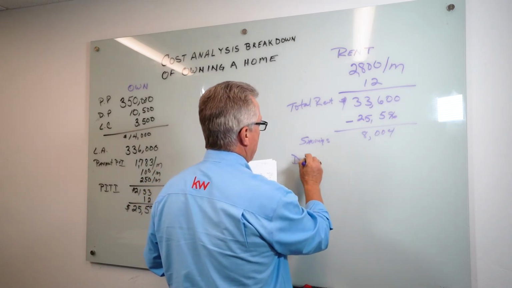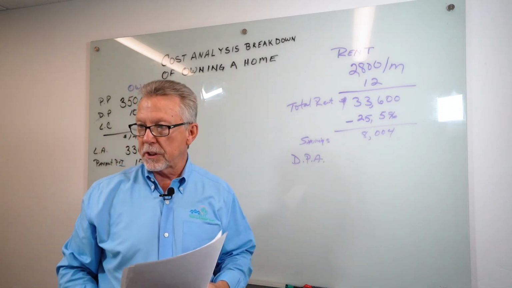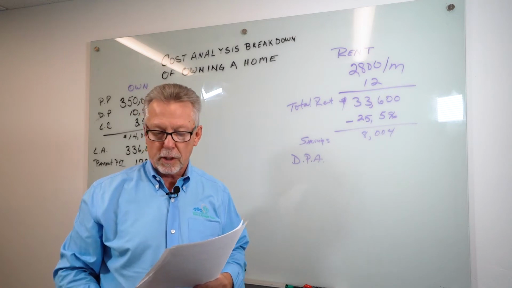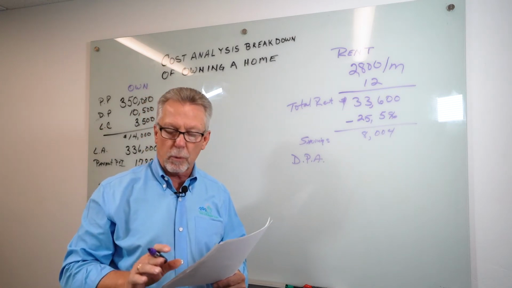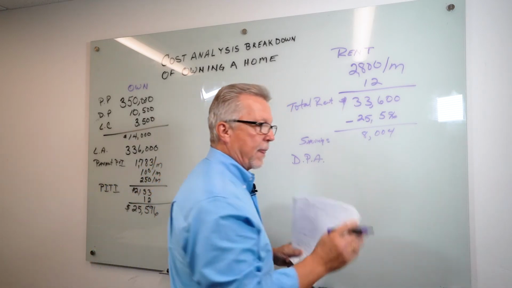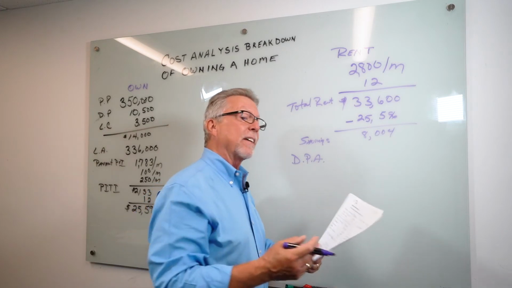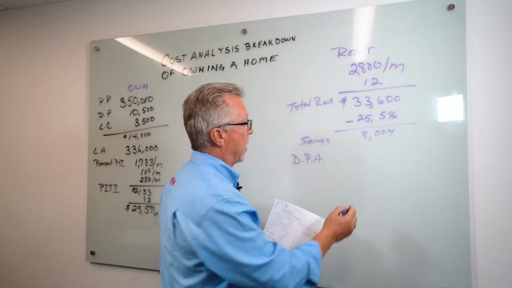Down payment assistance, you can get up to 5% for down payment assistance. But for the sake of this discussion, we're going to say you're only going to get 3% of the purchase price of down payment assistance.